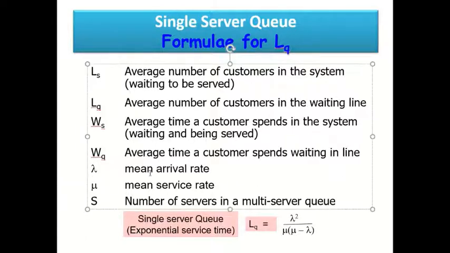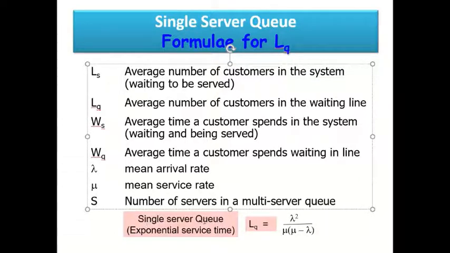The symbol lambda represents the mean arrival rate, like how many customers are arriving per hour. Now the symbol mu represents the mean service rate, which means how many customers are getting processed by a particular server per hour. That average number is represented by the symbol mu, and it means the mean service rate. Now if there are multiple servers in a multiple server queue, then the number of servers is represented by the symbol S.